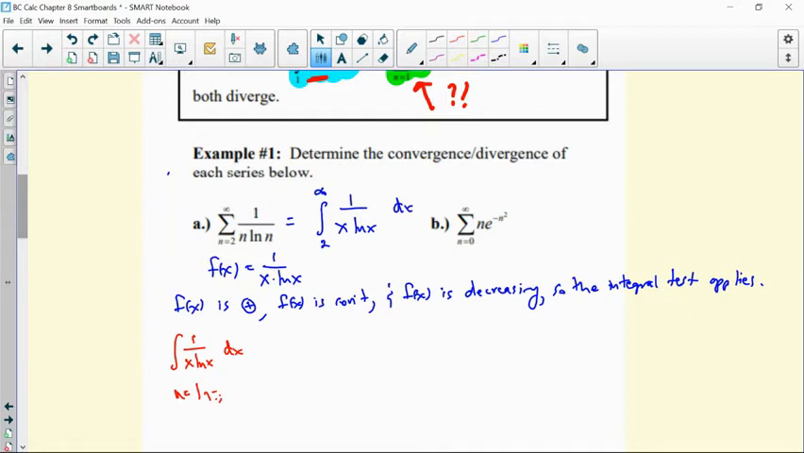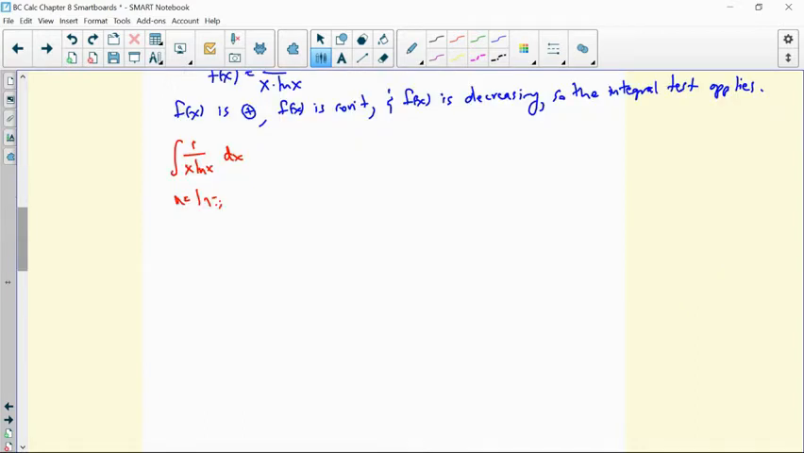Oh, I'm getting close to the bottom. I wonder if the pen doesn't work as well. Let's try that again. Erase this. Let's let u equal ln x. So its derivative is sneakily sitting there as 1 over x dx. So we're basically integrating 1 over u du.